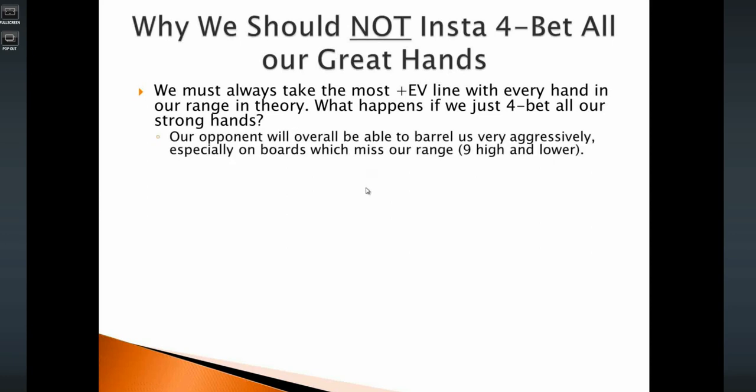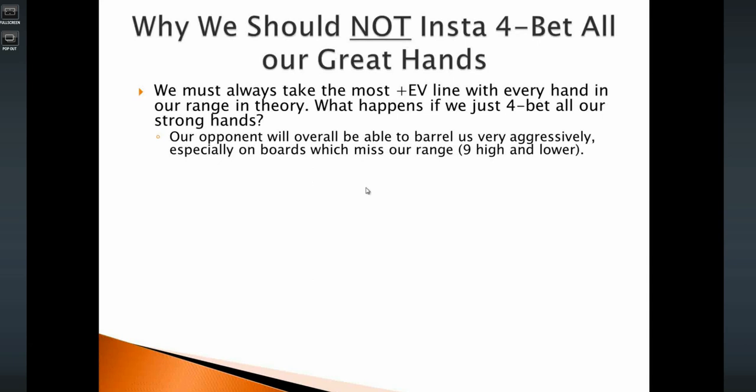Our opponent will overall be able to barrel us aggressively, especially on boards which miss our range, 9 high and lower. So if we face a 3-bet and we're in position and we just 4-bet all of our really, really good hands, there's a good amount of board textures that we pretty much just completely whiff. It might be a king high flop, and it might be a 9 high or lower flop. We just don't really hit those boards no matter what our range is.